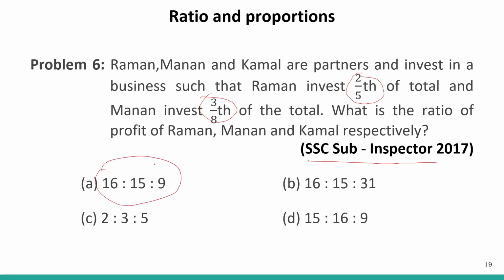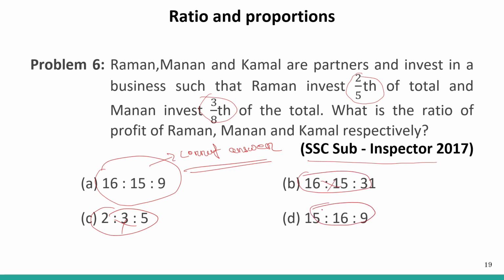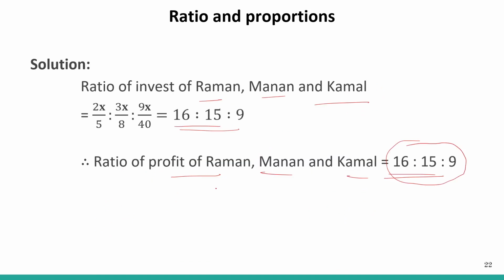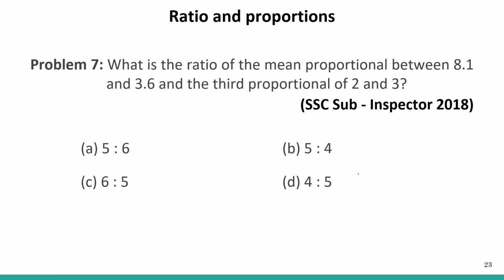So this is the correct answer. These are all wrong answers. So the only correct answer here is this one, 16 is to 15 is to 9. So let's see problem number 7.